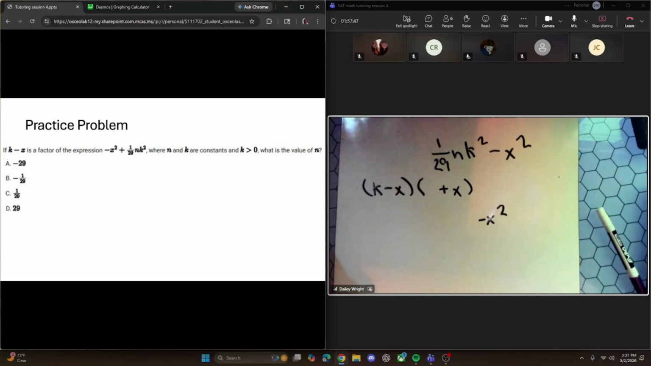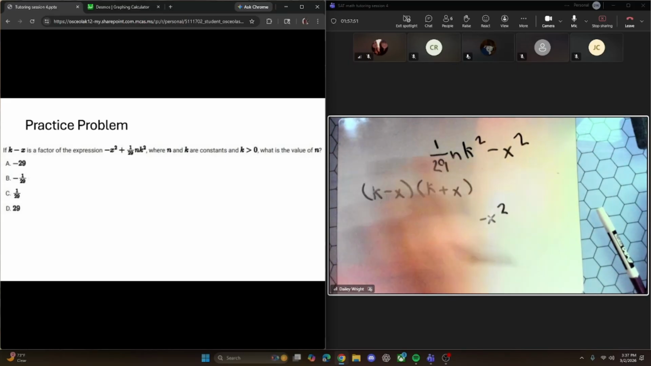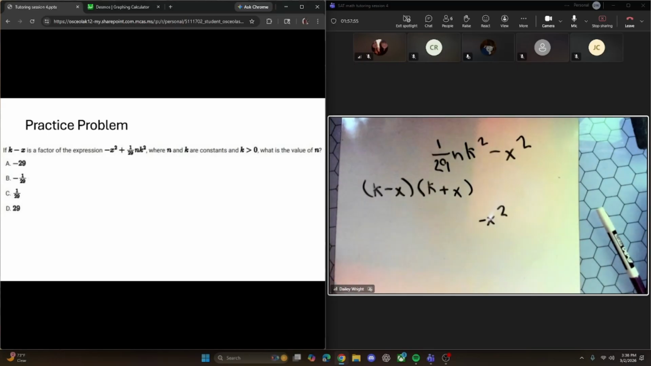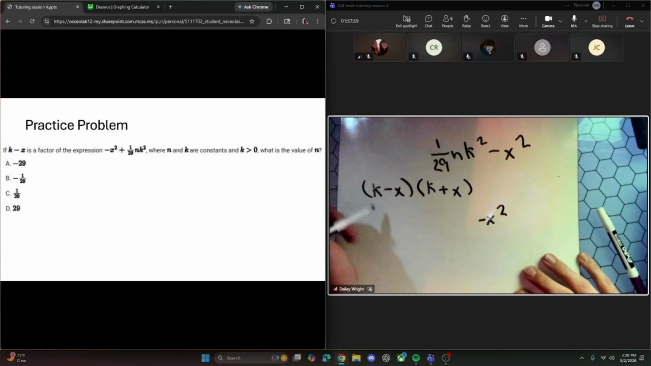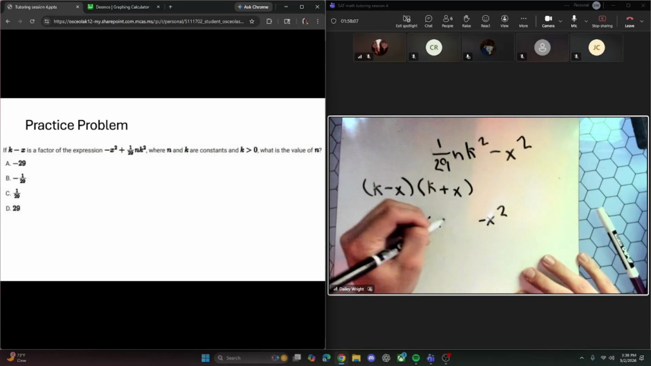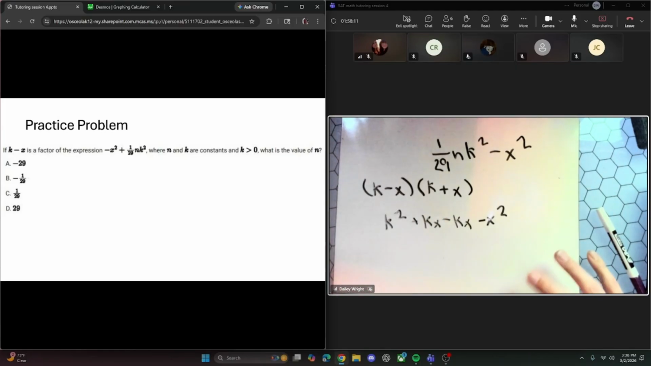We would have to, since this is a difference of squares, it's equal to k minus x times k plus x. Because here, I'll show you why it's a difference of squares. If you multiply k times k, you get k squared. If you multiply k times x, you get kx. If you multiply negative x times k, you get negative kx.